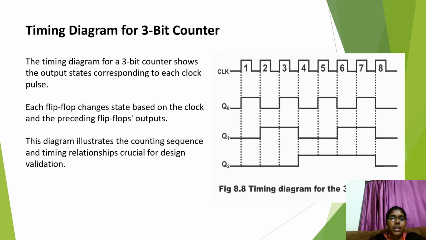Timing diagram of the 3-bit up counter. The timing diagram for a 3-bit up counter shows the output states corresponding to each clock pulse. Each flip-flop changes state based on the clock and the preceding flip-flops' outputs. This diagram illustrates the counting sequence, and the timing relationships are crucial for design validation.